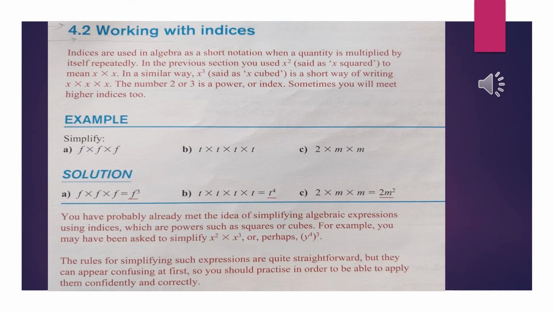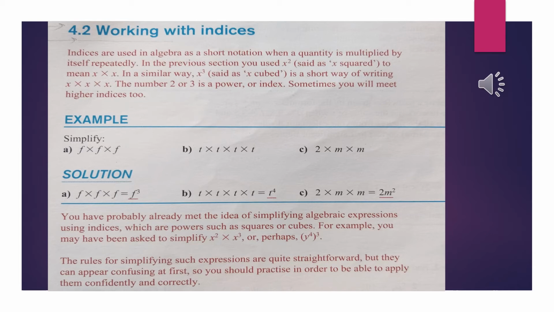Indices are used in algebra as a short notation when a quantity is multiplied by itself repeatedly. In the previous section, you used x squared, which is x multiplied by x. In a similar way, x to the power 3, said as x cubed, is a short way of writing x multiplied by x multiplied by x. The number 3 is a power or index.